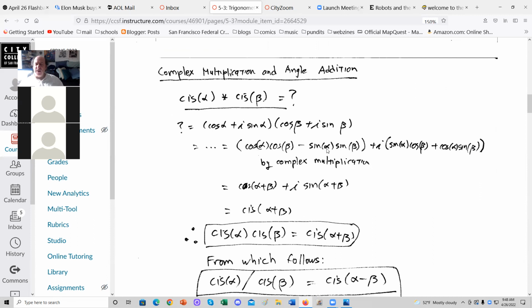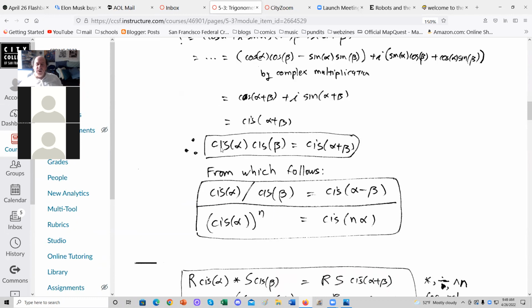Cosine alpha cos beta minus sine alpha sine beta is in fact cosine of alpha plus beta. That's the angle addition law for cosines. Sine alpha cos beta plus cos alpha sine beta is sine of alpha plus beta. That is the angle addition formula for sines. So we get cos of the sum plus i times sine of the sum, but cosine plus i sine is cis. So this is cis of alpha plus beta. So cis alpha times cis beta equals cis of alpha plus beta.